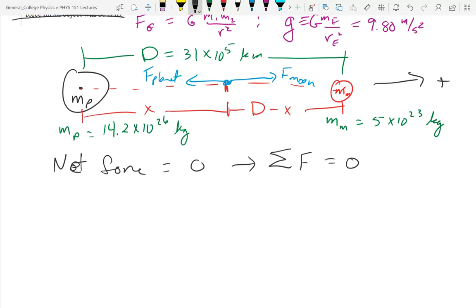And so when I look at my picture, I draw the free body diagram, putting the forces on my object, so I can look and say, aha, the moon is in the same direction that's positive. So when I do the sum of the forces, I'm going to have the force of the moon as positive. The planet is in the opposite direction, the negative direction. So that means I'm going to have minus force of the planet. Or, writing that more simply, the force of the moon has to equal the force of the planet.